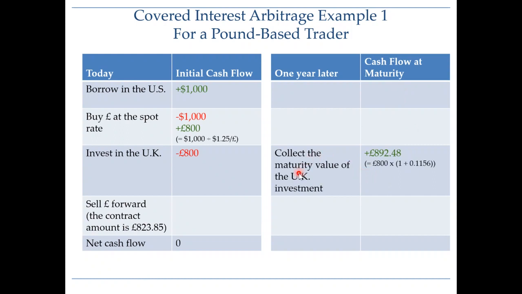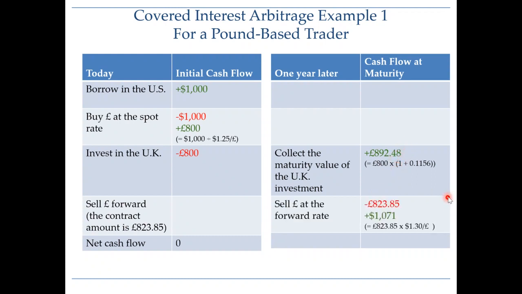Now a year goes by and you collect your investment from the UK, which is now 892.48 pounds. Then from those 892.48 pounds, you just sell enough pounds to buy $1,071, so you can use those $1,071 to repay your dollar loan. And your net cash flow is 68.63 pounds. So now your profit is in pounds. You're not selling all of the 892 pounds you received from your UK investment against dollars. You're just selling enough pounds to buy $1,071. So you have a profit of 68.63 pounds.